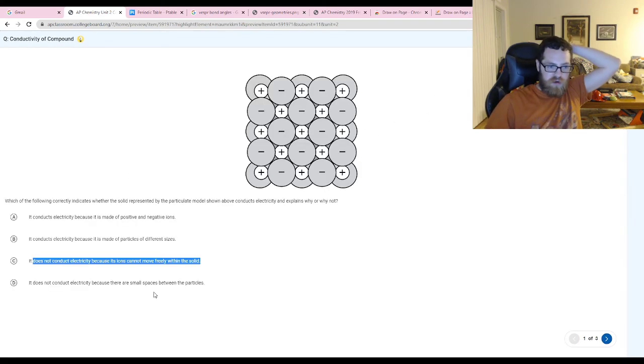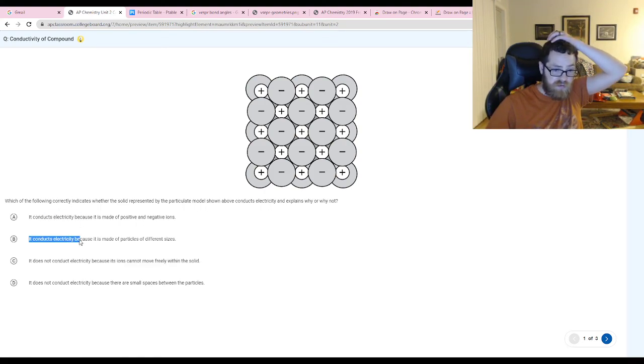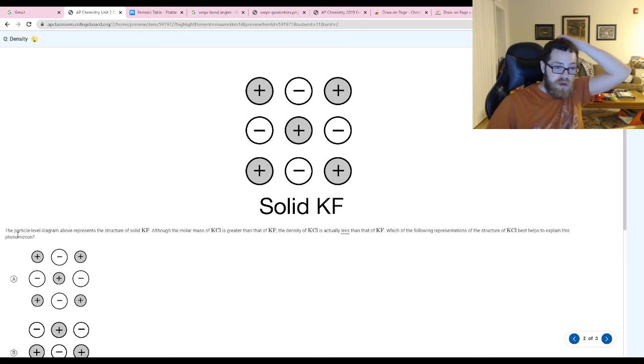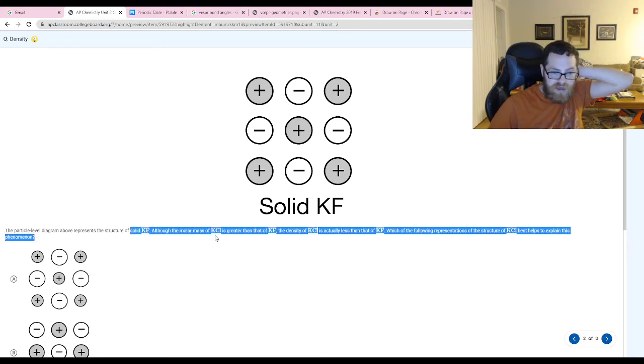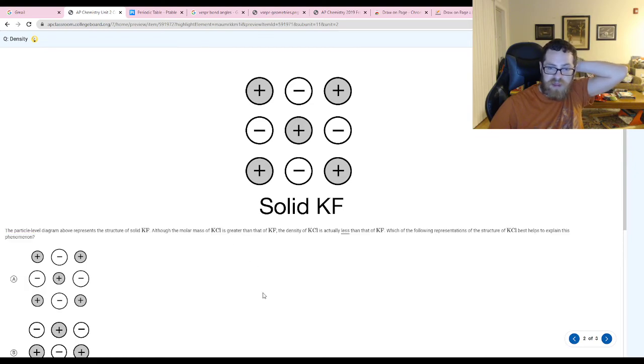All right, and so actually, okay, so again, the quick reason why these are wrong: it doesn't conduct electricity, it doesn't conduct electricity. Particles being different size doesn't matter. Small space between sizes doesn't matter. It's all about freely moving. The particle level diagram represents the solid structure of solid KF. Although the molar mass of KCl is greater than KF, the density of KCl is actually less than that of KF. Which of the following representations of the structure of KCl best helps explain this?